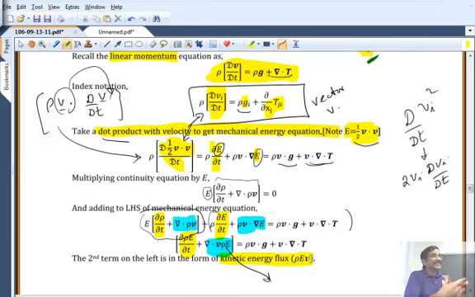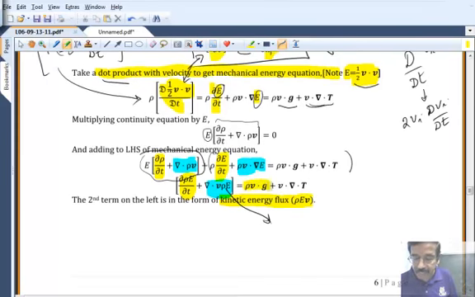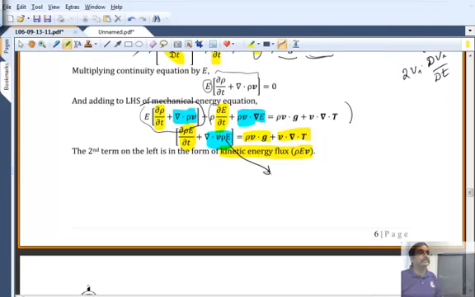So the material derivative of the kinetic energy is influenced by any work done by gravity or any work done by shear forces. Any questions on that? So that is a mechanical energy balance equation.